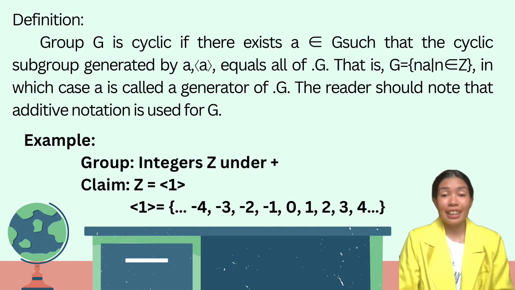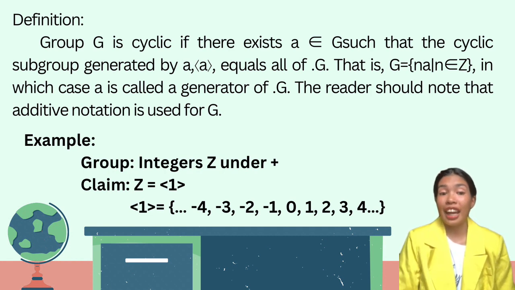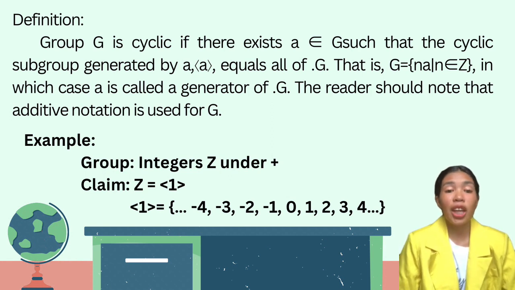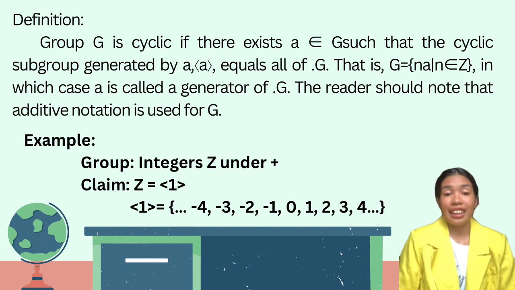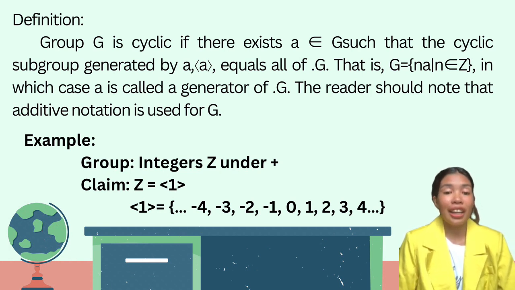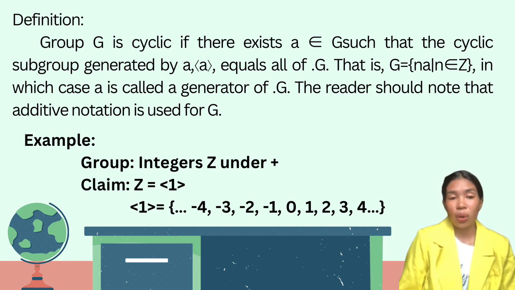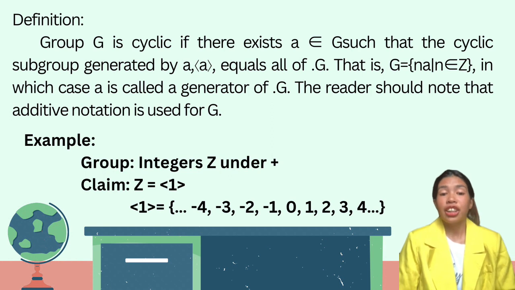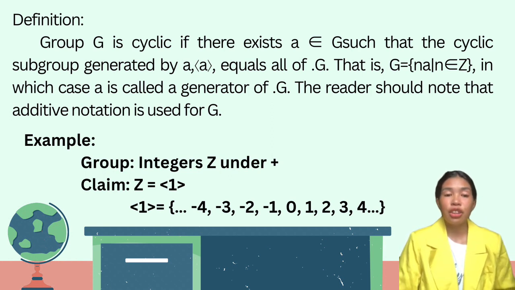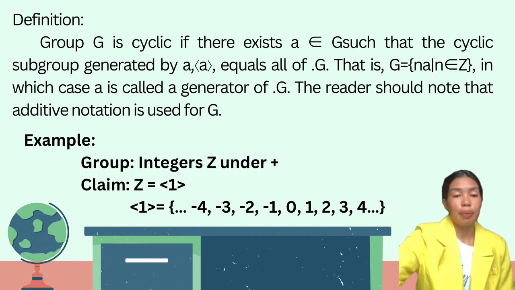Group G is cyclic if there exists a in G such that the cyclic subgroup generated by a equals all of G. That is, G is equal to the set of na, where n is in Z, in which case a is called a generator of G. The reader should note that additive notation is used for G.